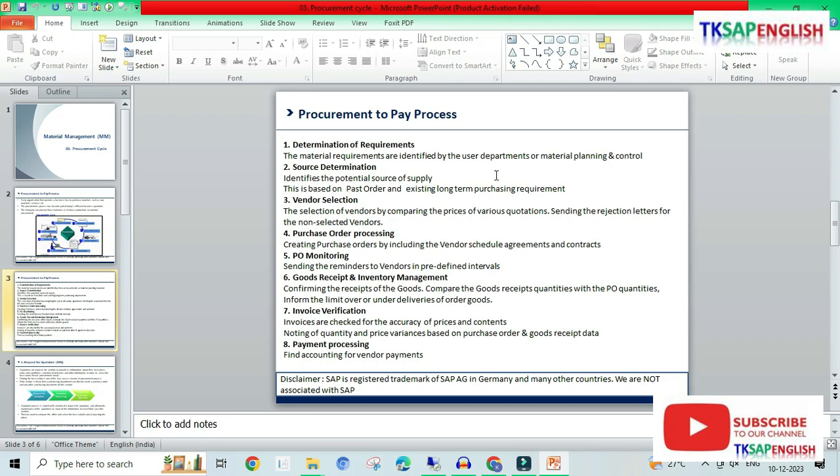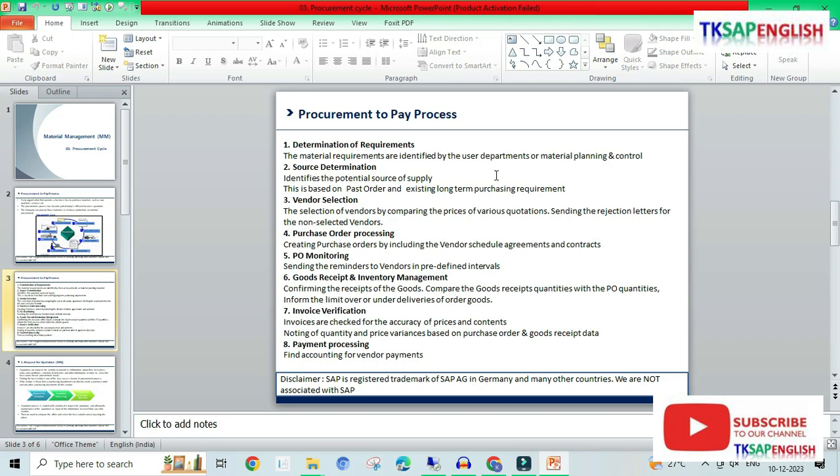The seventh one is invoice verification. Invoices are checked for the accuracy of prices and contents, noting quantity and price variances based on purchase order and goods receipt data. Eighth one is payment processing: financial accounting for vendor payments. So these are all the 8 steps that are important in our procurement cycle.